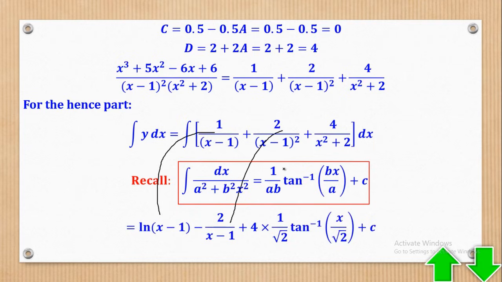But this one, first pull out this 4, then remain with 1 over x squared plus 2. If you compare, a squared is 2, meaning that a is root 2. That is why you see here root 2. B is already 1. That is why here you see 1 over root 2. Then inside arctan there is bx over a. Now b is 1, but a is root 2. That is why you see here x over root 2. So that is how they integrate such an integral. This method is still covered further in the video on tan substitution.